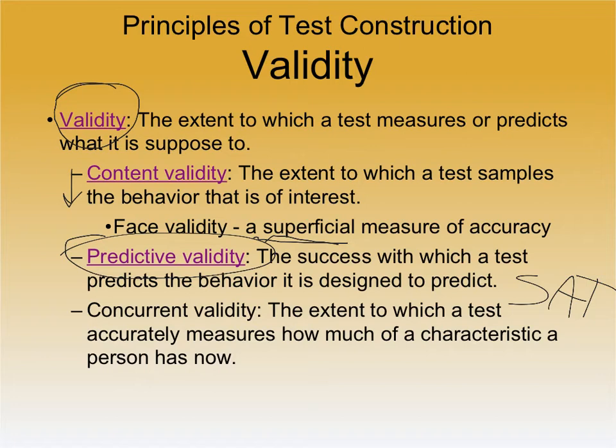So concurrent validity, look at the word current, it's your hint, is the extent to which a test accurately measures how much of a characteristic a person has now. So if you're in school to be a pilot, right, I give you an exam to see how well you can fly a plane. If I'm giving you that exam in order to know that I can put you on a plane tomorrow, that's a test of concurrent validity. If I'm giving you an exam to see if you're going to be a good candidate to be in flight school and fly a plane in 5 years, that's predictive validity.